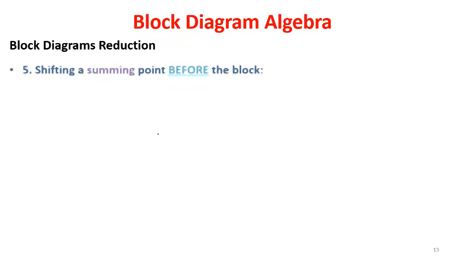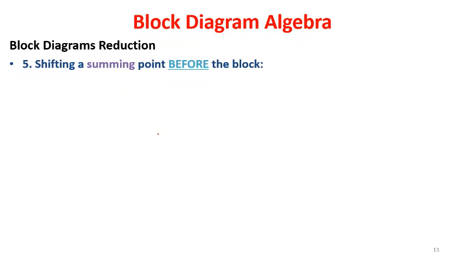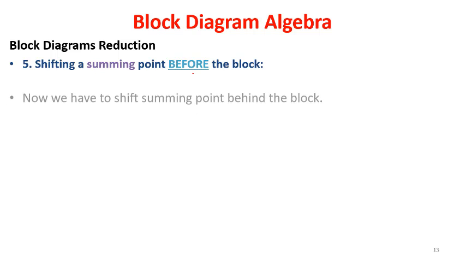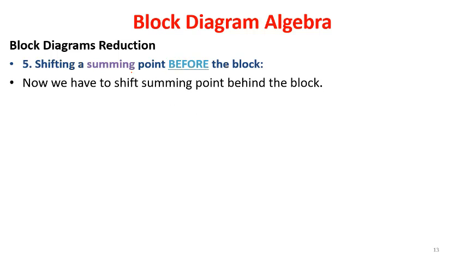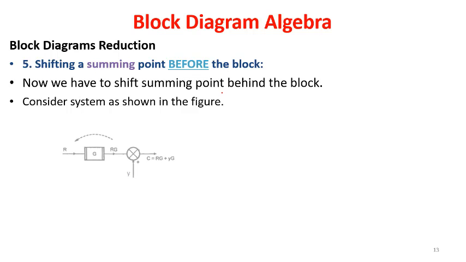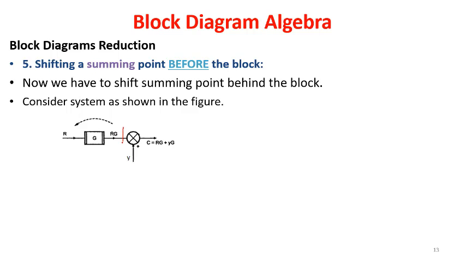Next, let's go to one of the important rules, rule number 5, shifting a summing point before the block. Now we have to shift a summing point before or behind the block. Let's consider a system as shown in the figure. In this figure we have a summing point, this one. It has to be shifted before the block.